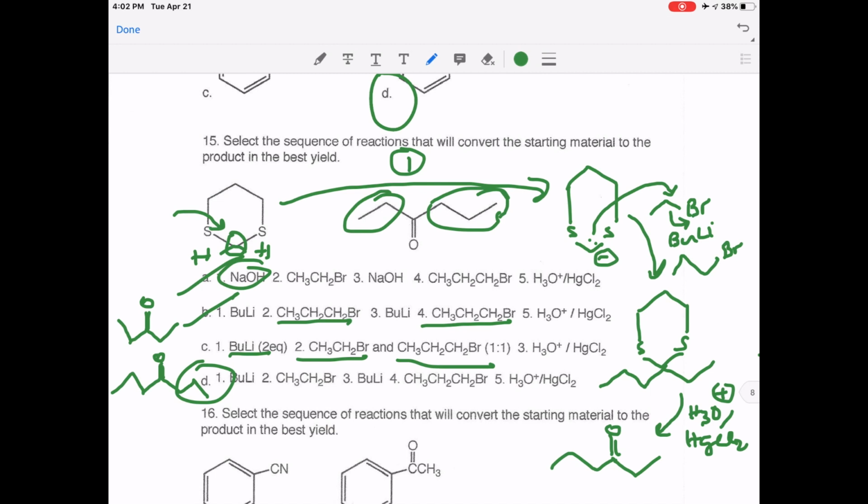So this also makes it an ineffective solution. So this is why we are left with D as our final answer.